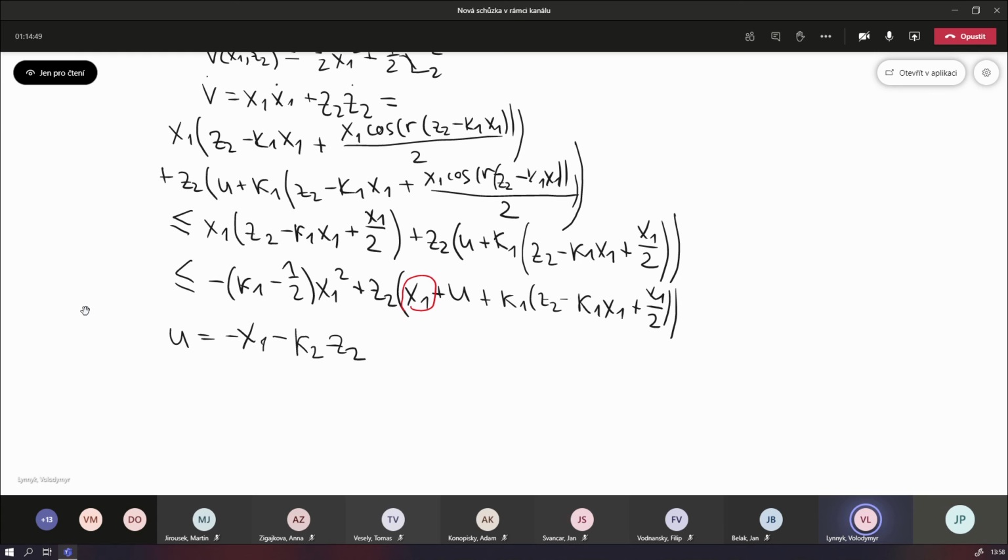And now we need to put this u in our last equation, this V dot from x1 z2, less or equal.